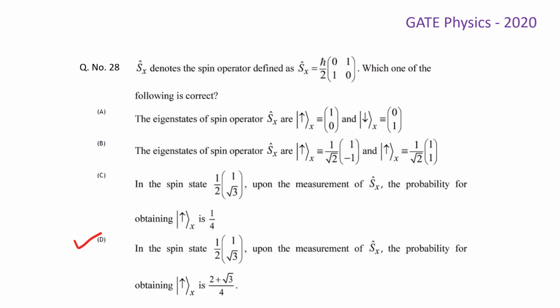So according to our solution, the last option, option D, that is, in the spin state 1 by 2 times the matrix (1, root 3), upon the measurement of the Sx cap operator, the probability for obtaining the up spin is (2 plus root 3) divided by 4. So this is the correct one for this question.